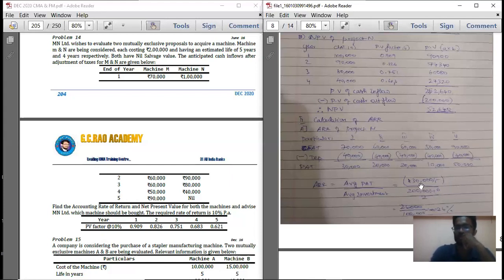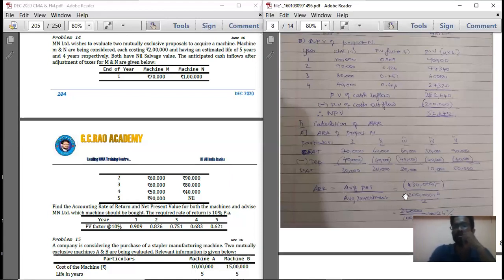So what is 1,30,000 divided by 5? 26,000. So 26,000 divided by 2 lakh, you are getting 13%. So ARR for project M is 13%.